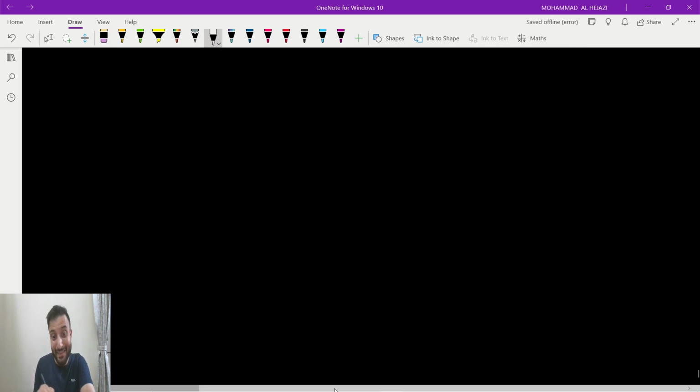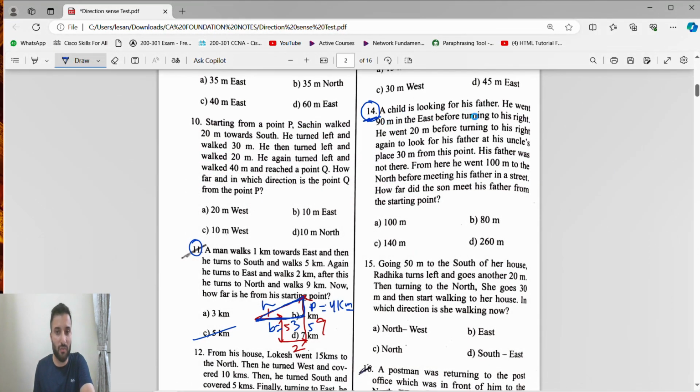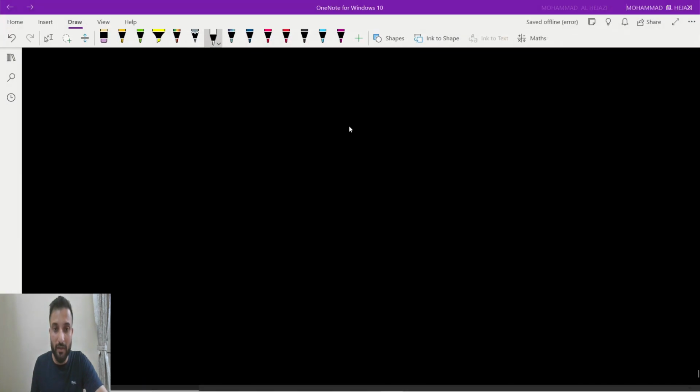बाप बोल रहा है मैं नहीं मिलूंगा. ओके, a child is looking for his father. ठीक है, he went 90 meter in the east before turning to his right. Guys, this is a very important question where the maximum student will get confused. They told he went 90 meter in the east before turning to his right, means he went 90 meter in the east, after that he will turn right, because before turning to his right he went 90 meter in the east.